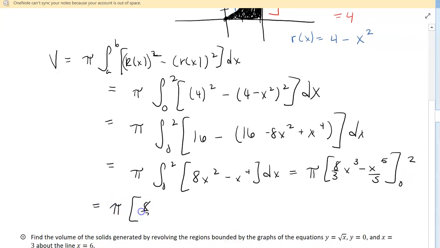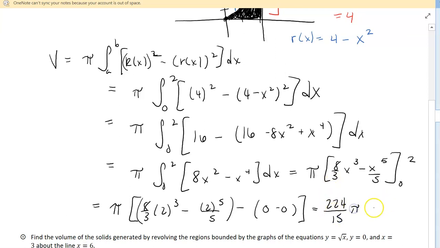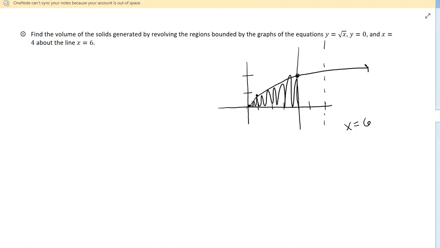And we'll have 8/3 times 2 cubed minus, let's see, 2 to the 5th over 5. And then that's going to give me 0 and 0. And doing all of the arithmetic for this, you should get 224 over 15 pi units squared.